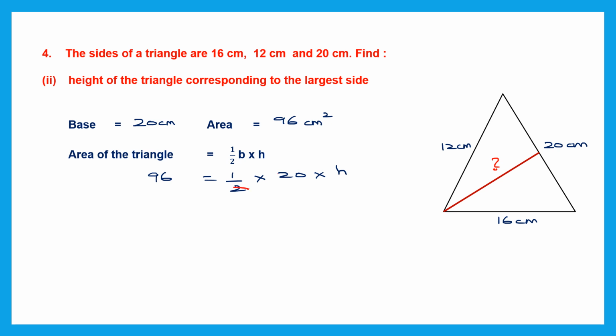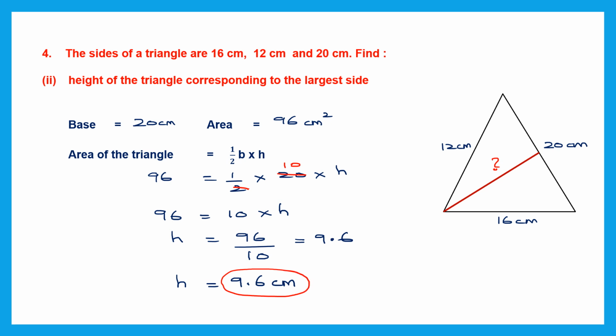Here we can cancel 2 and 20. 2 tens are 20. So here what do we have? 96 is the area. 1 into 10 is 10. 10 into the height. So now to find the height we just have to say 96 divided by 10 because we are transposing this 10 to the other side, so it becomes division. 96 divided by 10 is 9.6. So we have found the height of the triangle corresponding to the largest side and that is 9.6 centimeters. So this is our answer corresponding to the largest side, 9.6 centimeters.